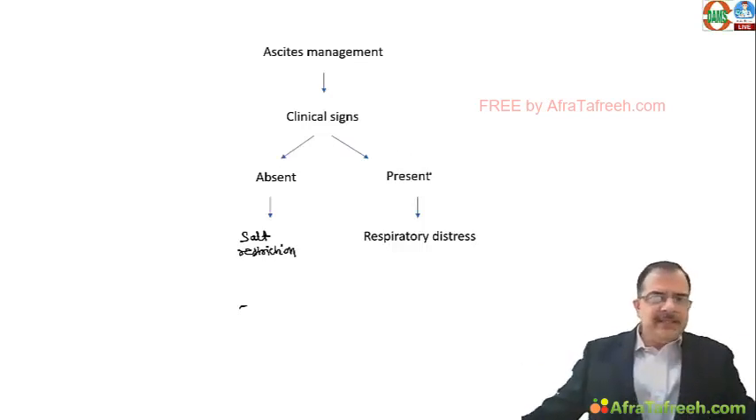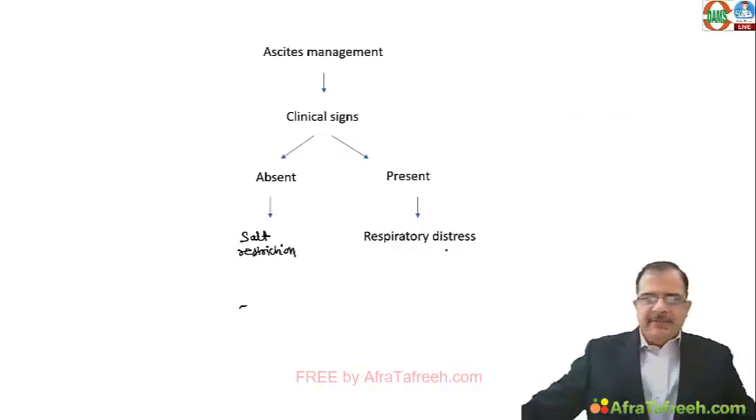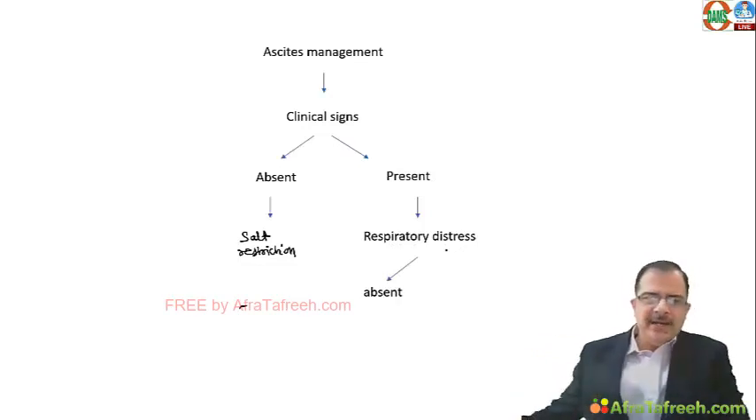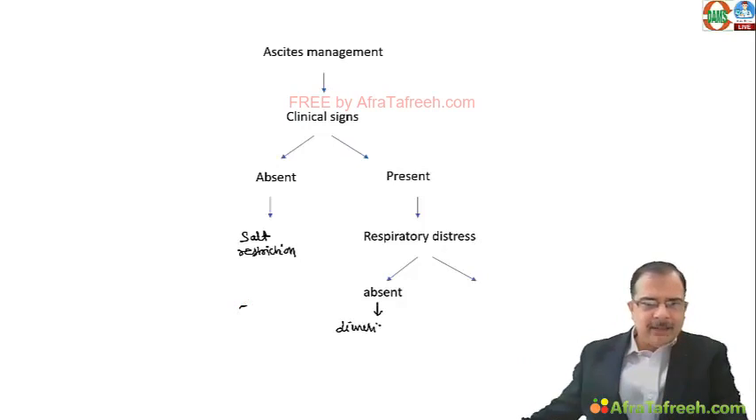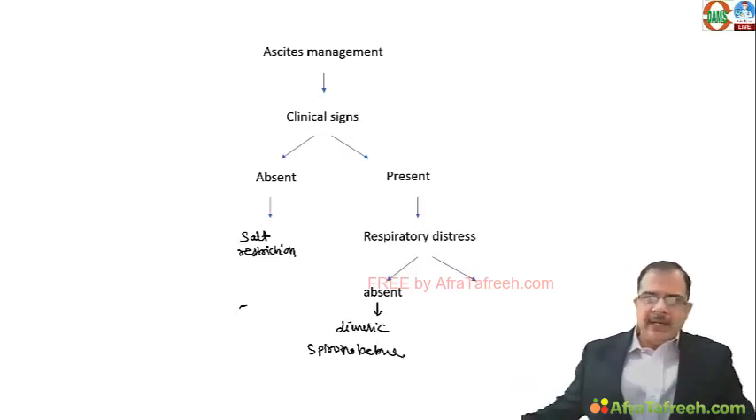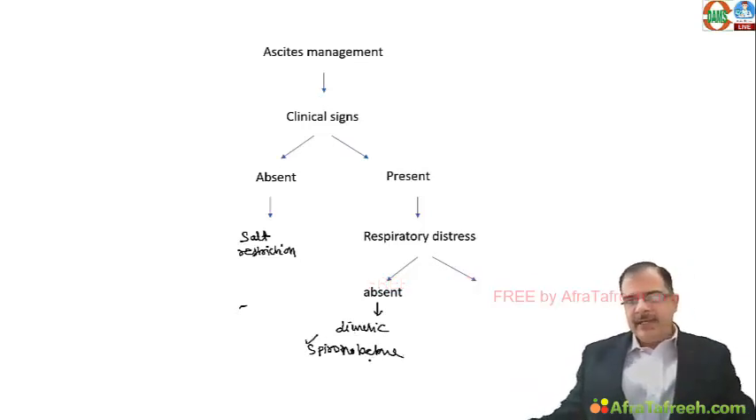While if the clinical sign is present, then your next step will be to look for respiratory distress. If the respiratory distress is not there, in that condition you will start the patient on diuretics. So the next step will be diuretic therapy. Spironolactone is the diuretic which is commonly used. And indeed, this type of question has come recently in the INICET exams also, spironolactone and furosemide is given.